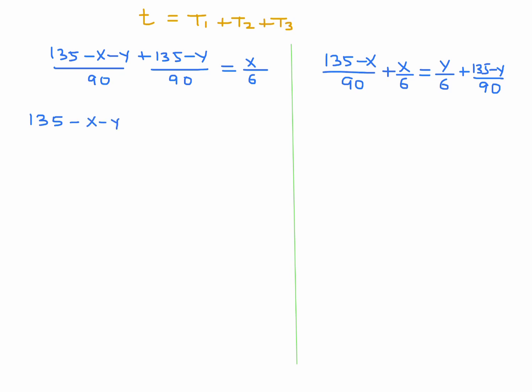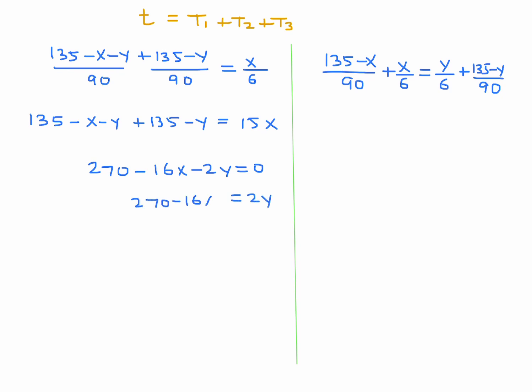So we have 135 minus x minus y plus 135 minus y. If you multiply this by 90, it becomes 15x. And then let's put everything on one side. 270 minus 16x minus 2y is 0. So if I isolate for y, I get 270 minus 16x. Divide through by 2, you get 135 minus 8x.